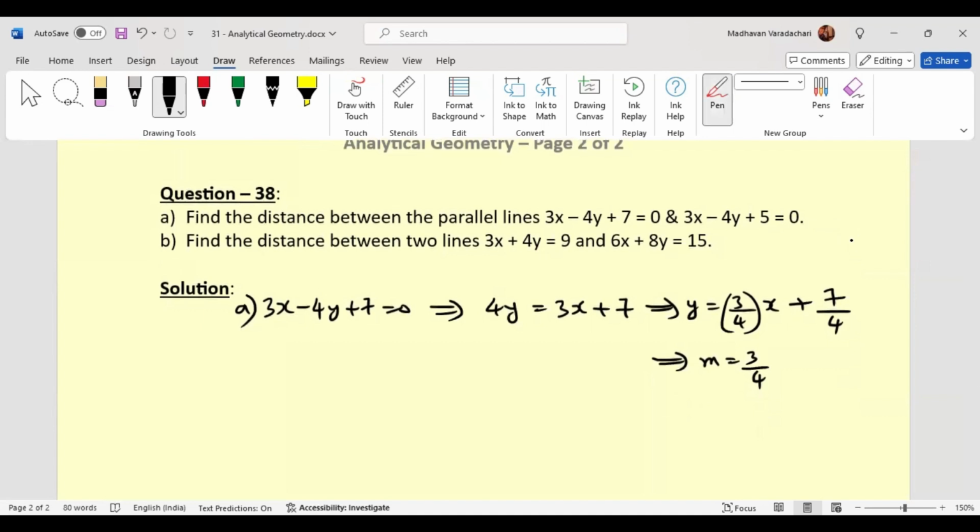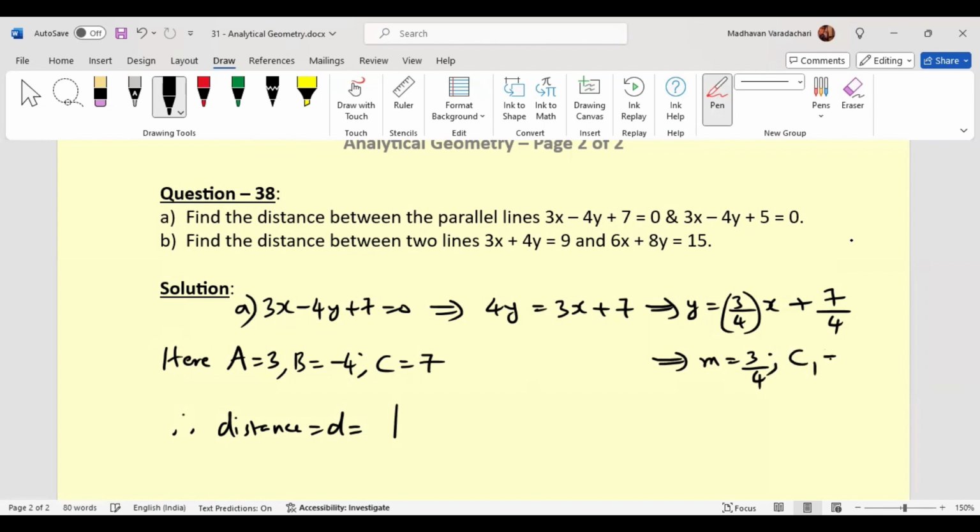Further, we can notice here this capital A is 3, capital B is minus 4, capital C is 7. Therefore, distance D will be, oh sorry, this one is over. And then our C1, the first line's intercept, is 7 by 4.